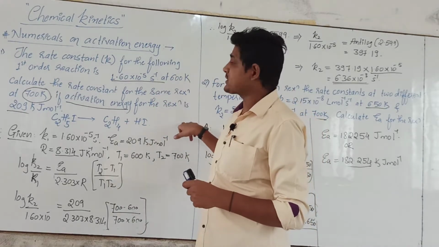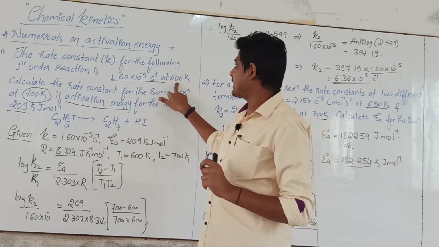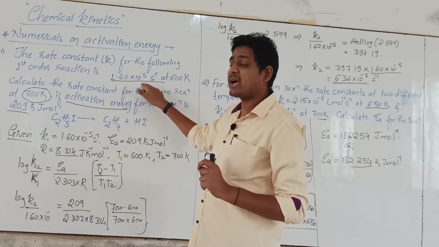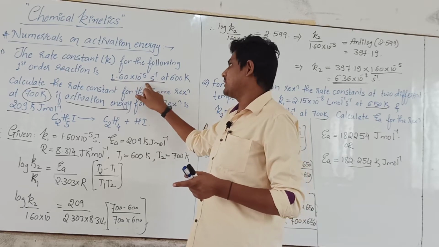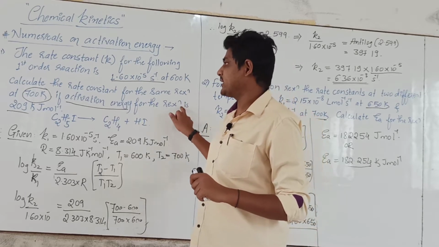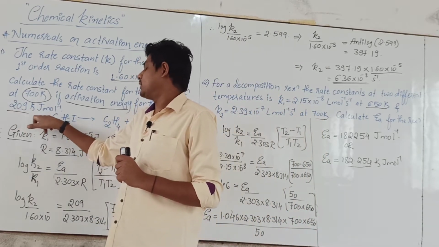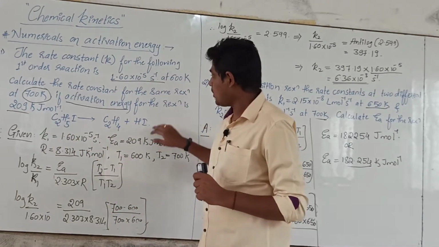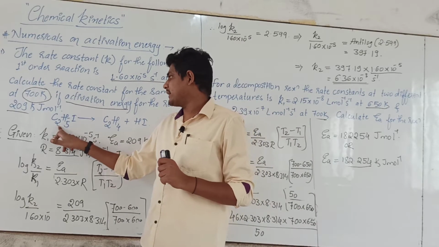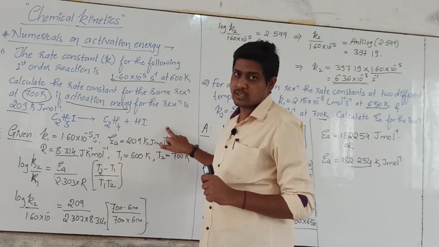They are asking you to calculate the rate constant at a higher temperature. What is the lower temperature? The lower temperature is 600 Kelvin, and at 600 Kelvin what is the rate constant value? It is 1.60 into 10 to the power minus 5. So this is your K1. They are asking you for K2, and they have given you the activation energy. What is the value of activation energy? 209 kilojoules per mole. The first order decomposition reaction here is ethyl iodide decomposing and giving ethene and hydrogen iodide.